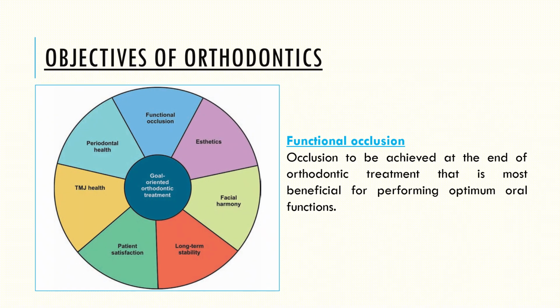Functional occlusion. Functional occlusion was first described by Ronald Roth. It is basically described as the occlusion to be achieved at the end of orthodontic treatment that is most beneficial for performing different oral functions, that is deglutition, mastication, speech. The final position of the teeth should be such that all the above mentioned functions are restored to their maximum efficiency.